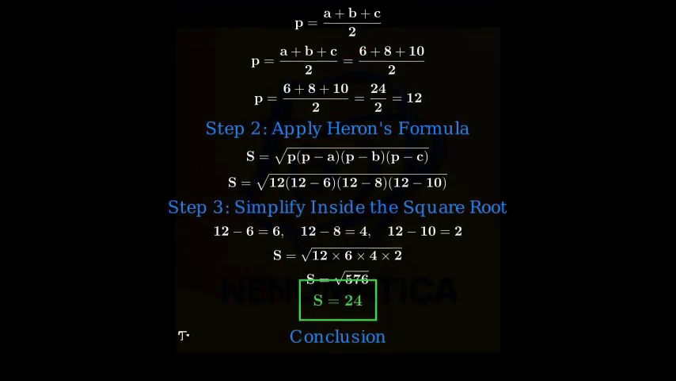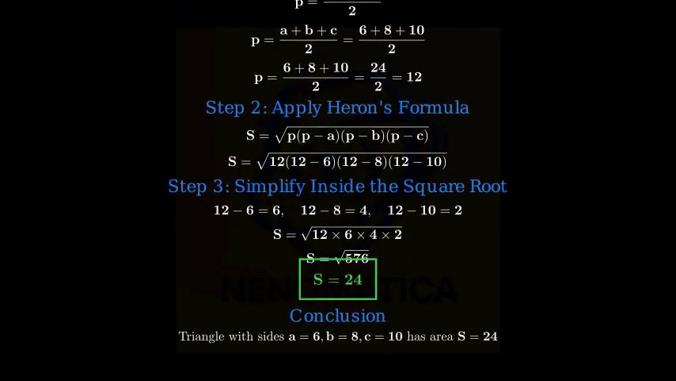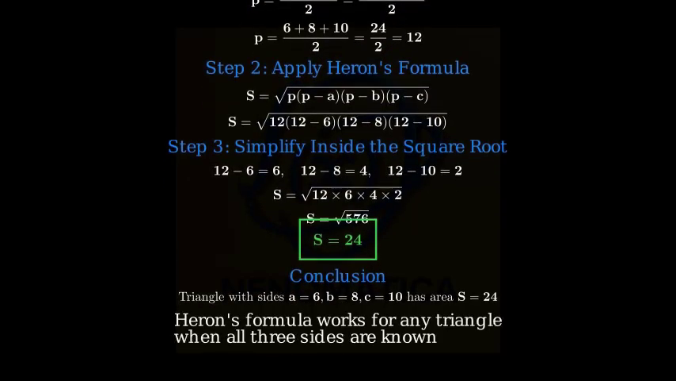So using Heron's formula, we've calculated that the area of the triangle with sides 6, 8, and 10 is 24 square units. This formula is particularly useful when we know the three sides of a triangle but don't have information about angles or heights. Remember, Heron's formula works for any triangle as long as you know all three sides. Try applying it to other triangles to practice.